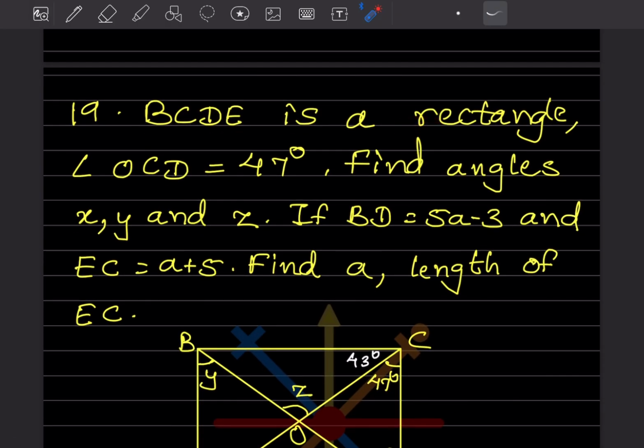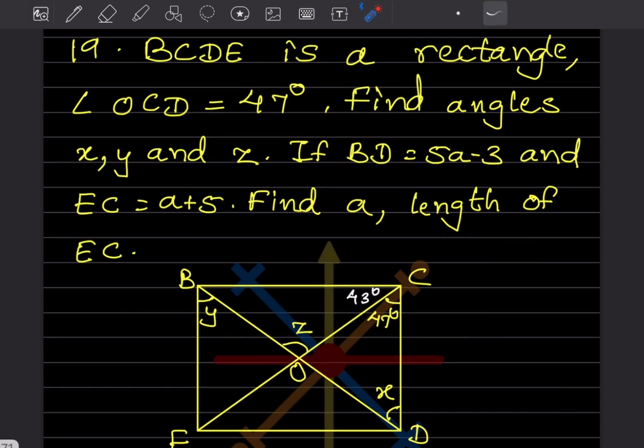BCDE is a rectangle, and angle OCD is 47 degrees. You have to find angles X, Y and Z. And if BD is 5a minus 3 and EC is a plus 5, then you have to find a and the length of EC. Here BCDE is a rectangle and angle OCD is 47.